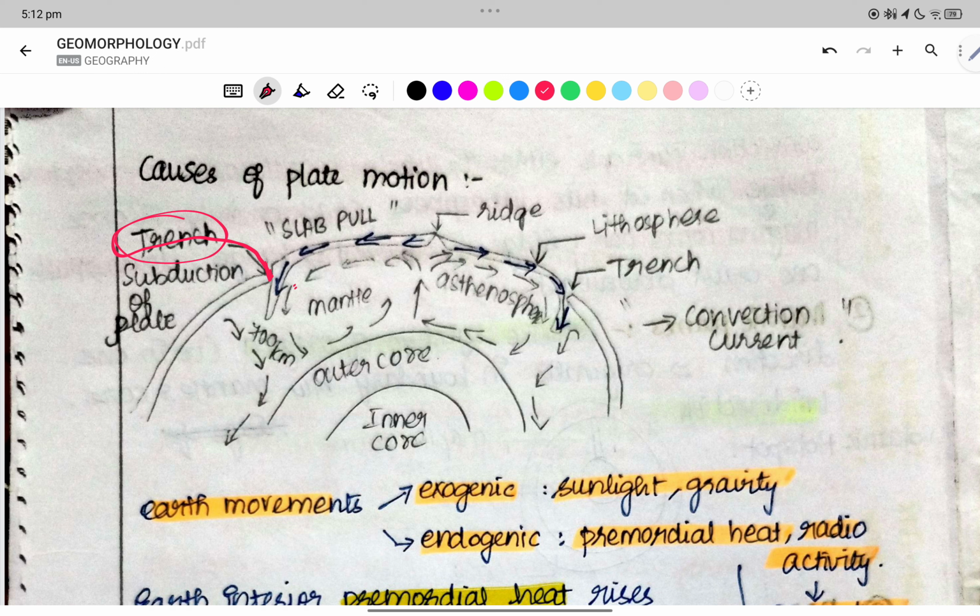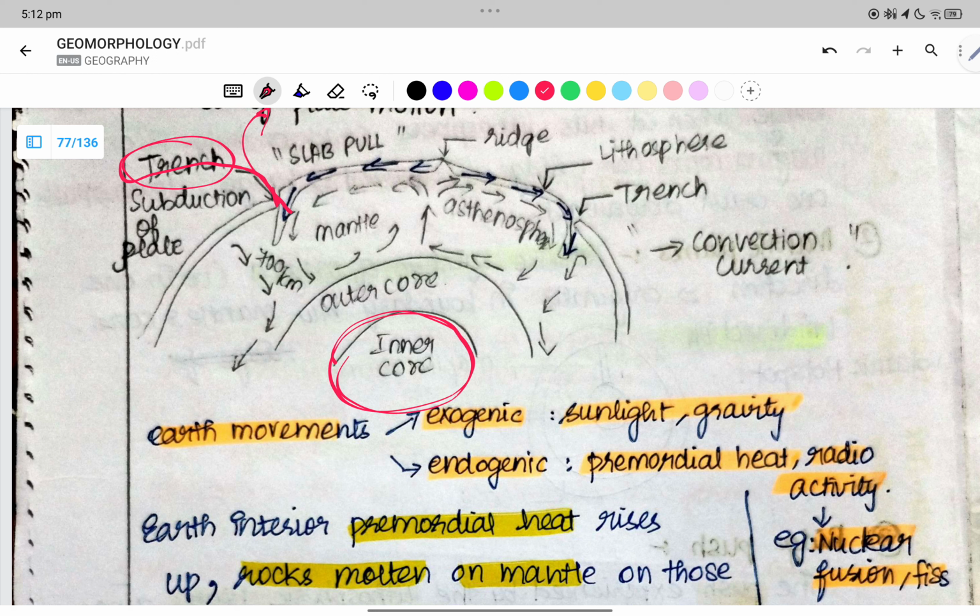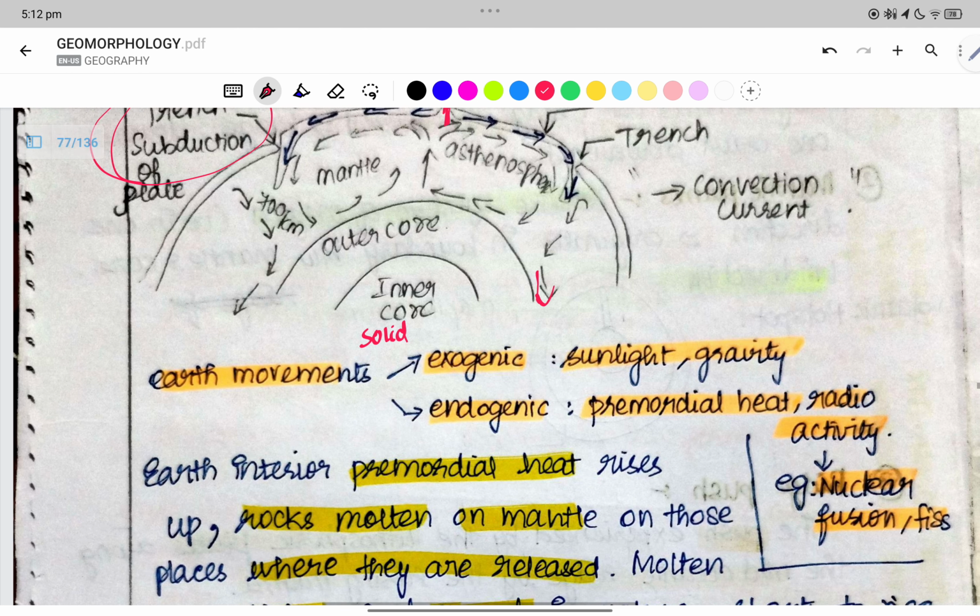Here we have a lot of earthquakes, a deep earthquake zone. This zone is what we call the Benioff zone. Now, the interior of the earth has an inner core, which is solid, and an outer core, which is liquid. Due to this outer core, we have the movement of convection currents in the asthenosphere. Because of the movement of the convection currents, we have cracking of the plate and formation of a ridge. At the same time, there is also the formation of the trench.